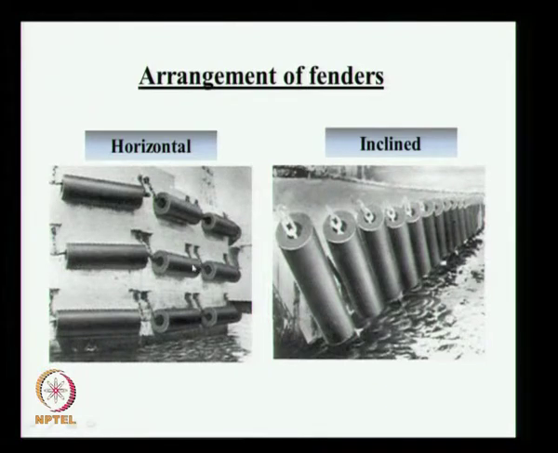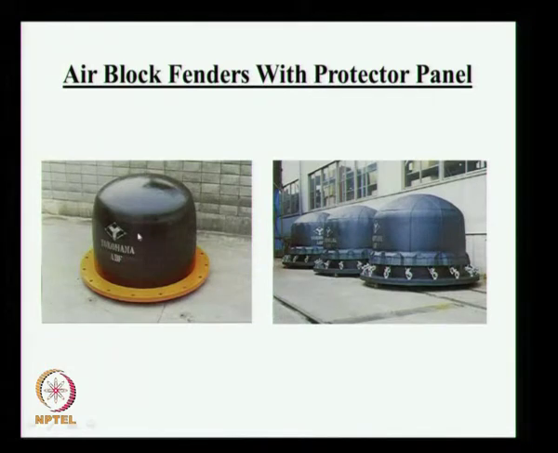This is called the direct compression fender. So whenever there is a vessel coming and hitting like this, then it will get directly compressed. So it can be kept at different levels to take care of different water levels. This is for small vessels, for naval vessels, coast guard vessels and all, this will be used. At 3 levels we have fixed, or you can put it like this also. Diameter is very small, maybe 300 or 500 mm diameter. This is called an air block fender with a protector panel. It is also similar to the pneumatic fender.